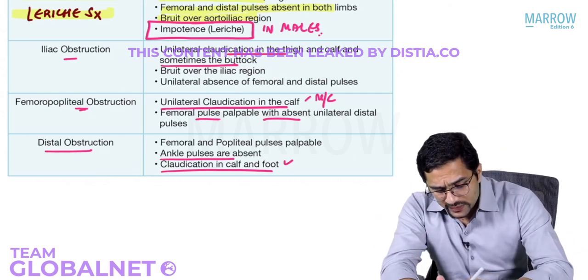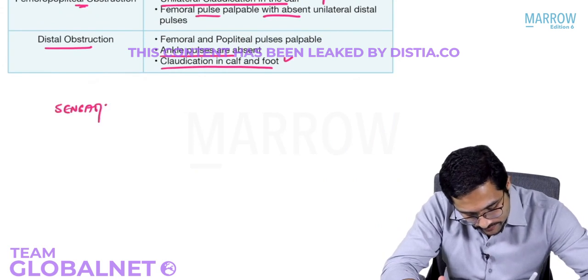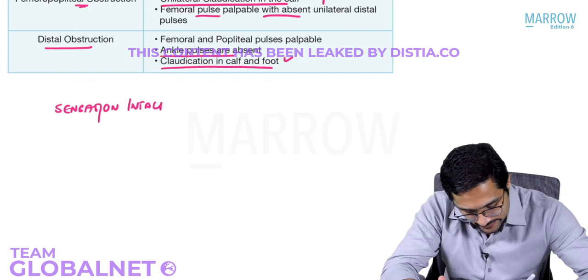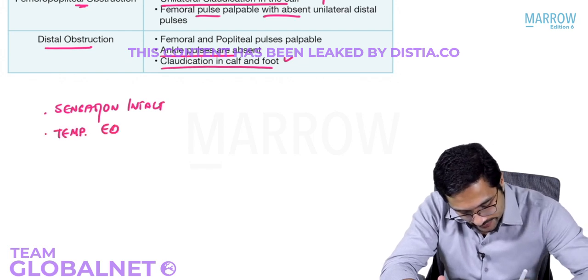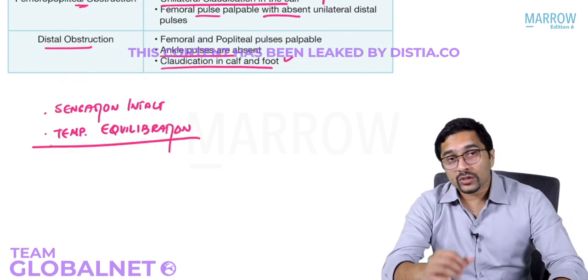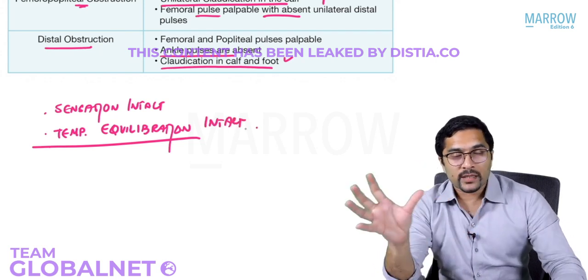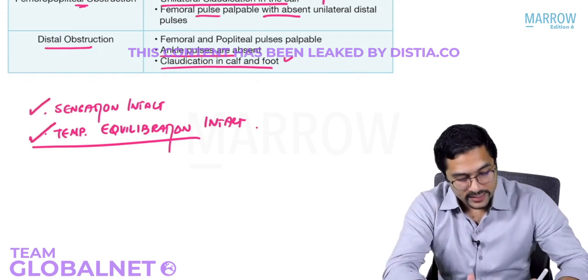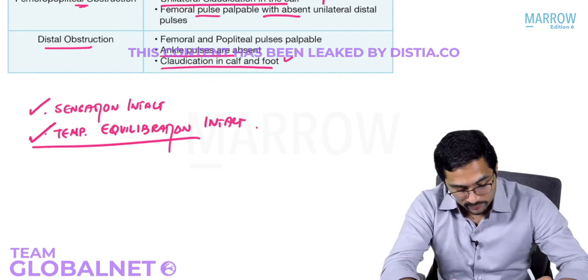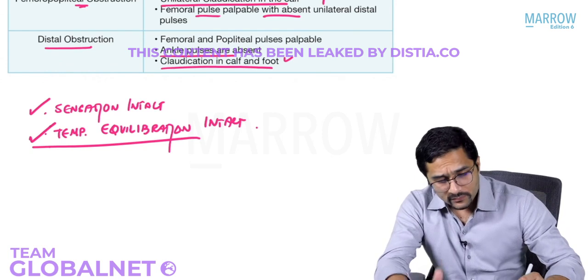The other clinical features in chronic arterial occlusion, so sensation is intact. The temperature equilibration is intact. So there in acute arterial occlusion, the limb was becoming cold and it was unable to equilibrate with the ambient temperature. But here sensations are also intact and temperature equilibration is also intact in chronic arterial occlusion.